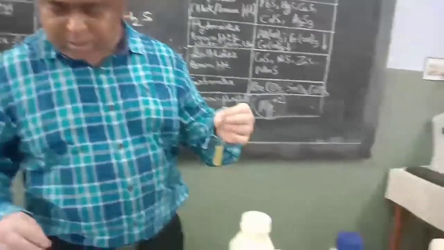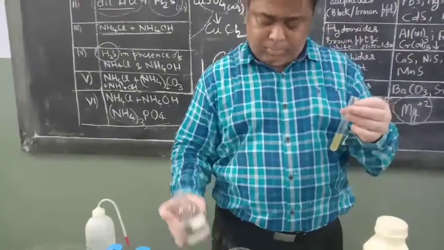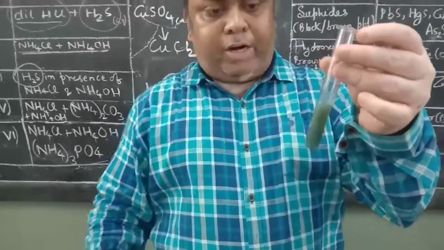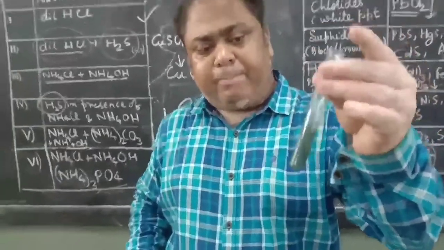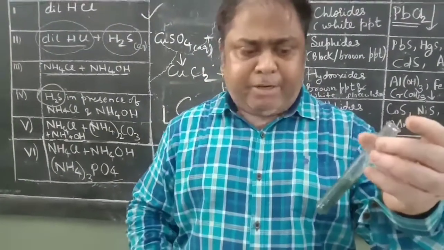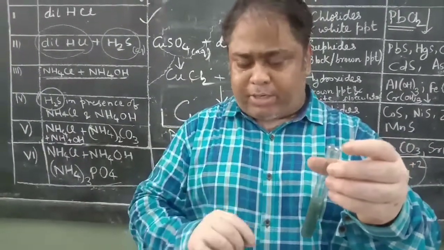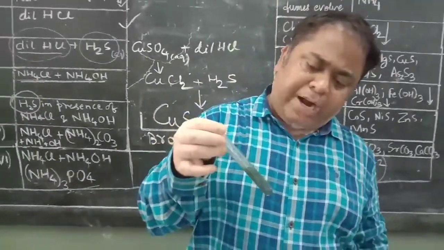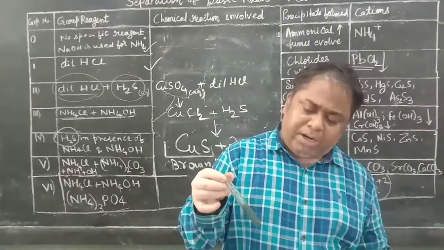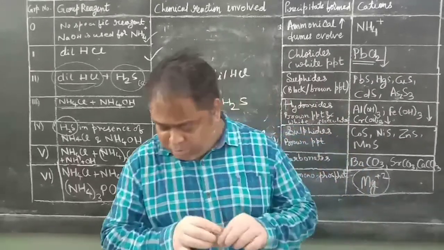Now I will put ammonium hydroxide. What did you see? It formed a dirty green precipitate. This dirty green precipitate is nothing but a mixture of ferric hydroxide and ferrous hydroxide. If it had been ferrous hydroxide, it would have been only green in color. But the brown color is due to the presence of ferric hydroxide. So I will write down the reaction.